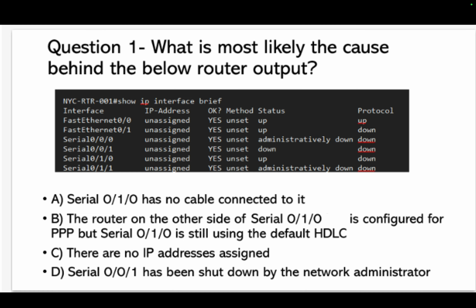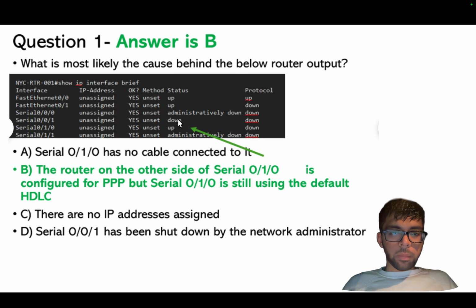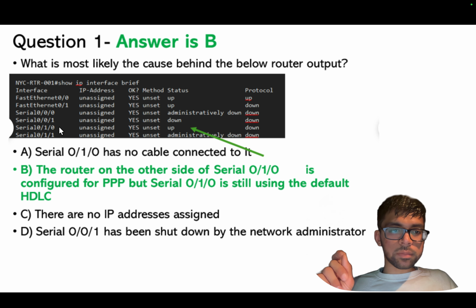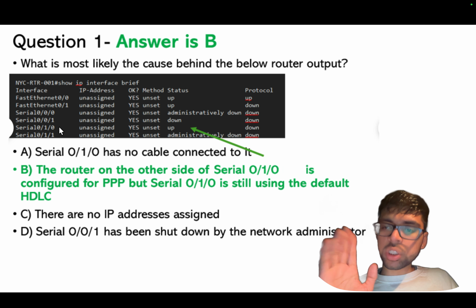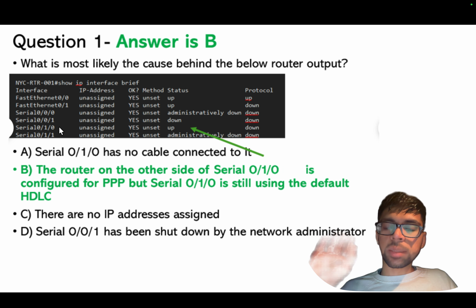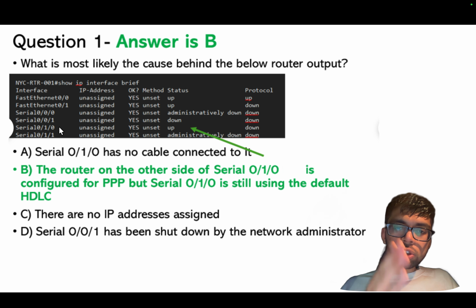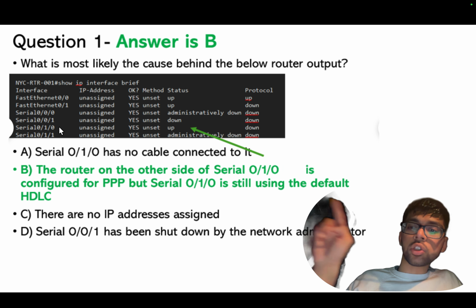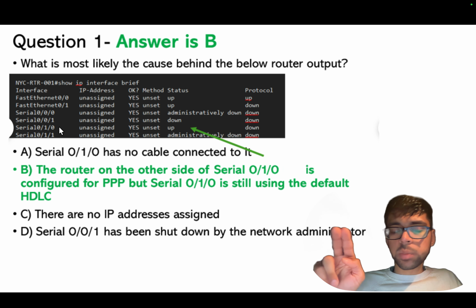Okay, the answer is B. So B is 0/1/0. The router on the other side is most likely, this is the problem, configured with a mismatch of which protocol it's using. This port is using the default HDLC, but that router over there is using PPP. That's not going to work. You can't have a mismatch there.